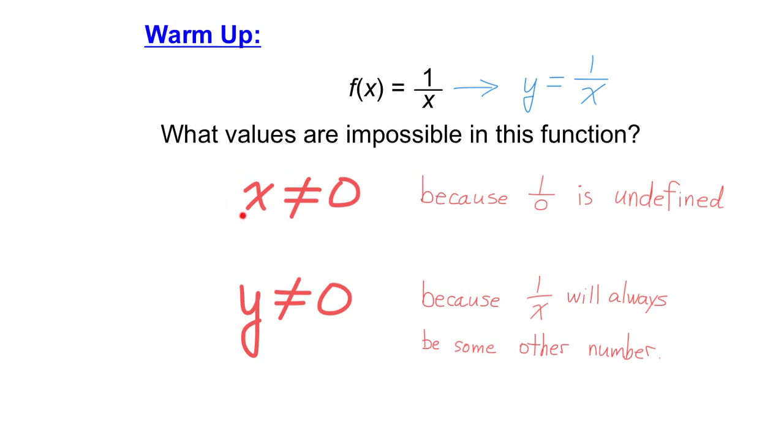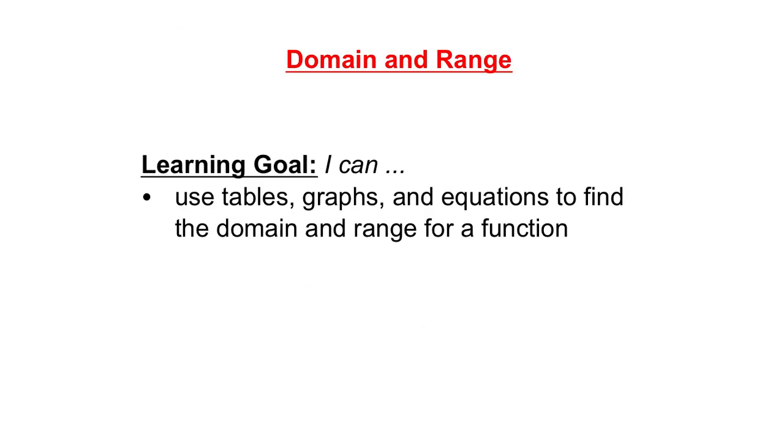These are what we call restrictions on the function. And that leads into today's topic, domain and range. We're going to talk about what domain and range are, and then we're going to use tables, graphs, and equations to find the domain and range for a function. So first we'll talk about what it is, then we'll talk about how to figure it out.